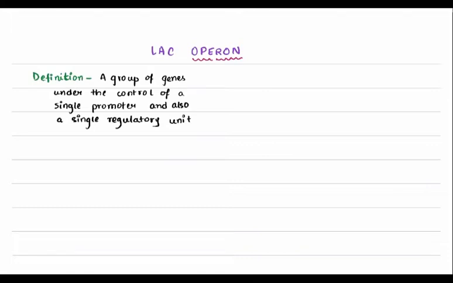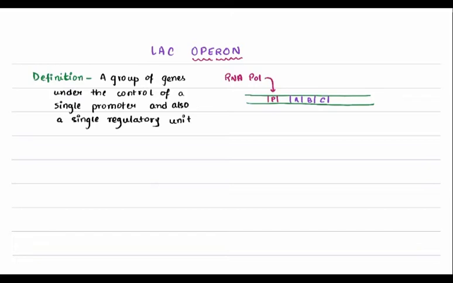What I mean by this is, let's say I have three genes A, B and C, then all of these three genes would be under the control of a single promoter, let's say P. And the promoter is the place where the RNA polymerase binds and starts its transcription.